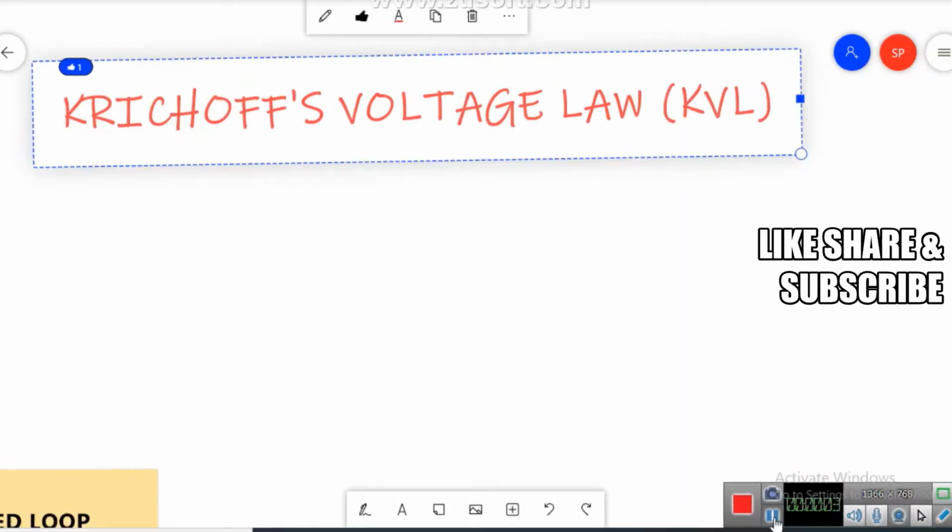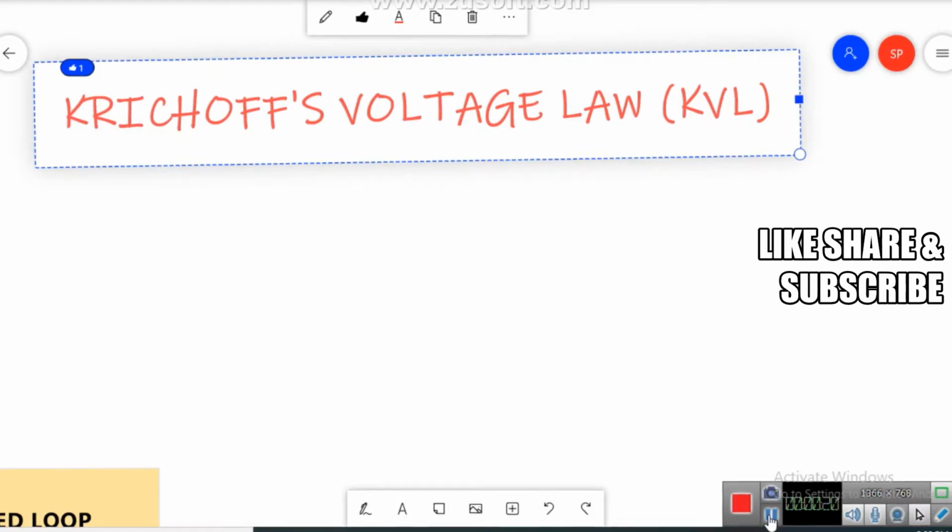Hello friends, today we are going to deal with the fundamental law along with Ohm's law, known as Kirchhoff's voltage law, which is useful to solve various numericals. Not only numericals, but lots of concepts are based upon this law.